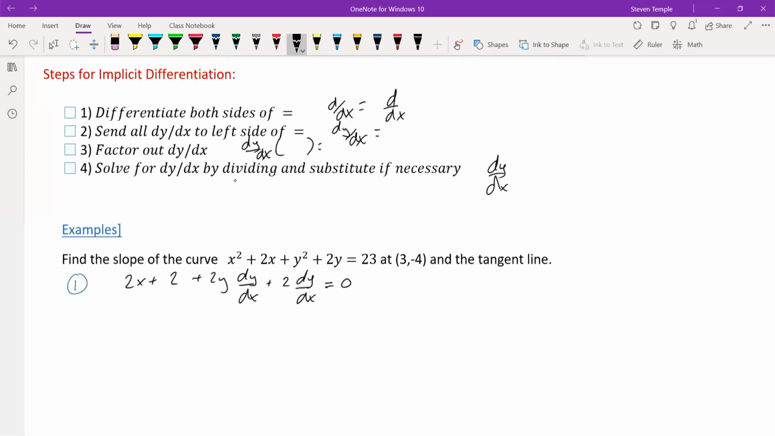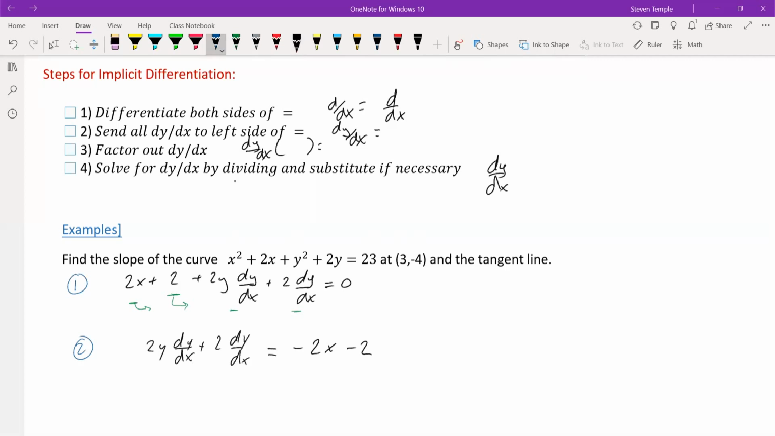That's step 1. Step 2, send all dy/dx to the left side. Just looking at this, the 2x does not have a dy/dx, so it's going to go over. That as well is going to get over. This stays and this stays. So for step number 2, put my equal sign. The negative 2x, send it over, and also the negative 2. So I just sent those 2 first terms over, and what's left is 2y dy/dx plus 2 dy/dx.